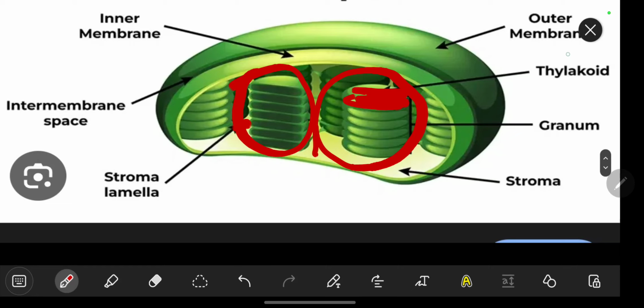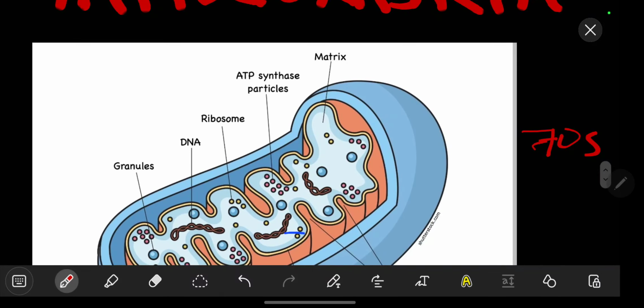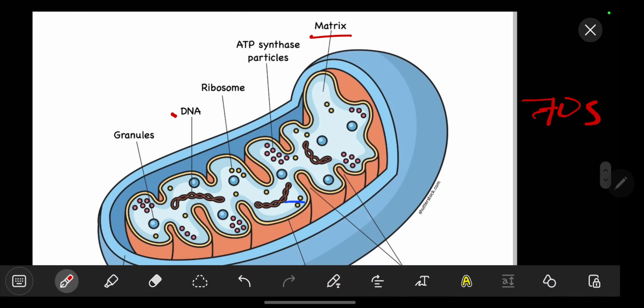Let's look at our mitochondria. Even the chloroplast, remember, has ribosomes, which we are going to be calling the 70S. Now the mitochondria also is semi-autonomous. It is similar. We have the matrix. The matrix is a liquid part in which these other structures are suspended. We have the DNA. Remember, it has its own DNA. We have the ribosomes, the 70S. We also have our ATP particles. So the matrix is the liquid part like that.